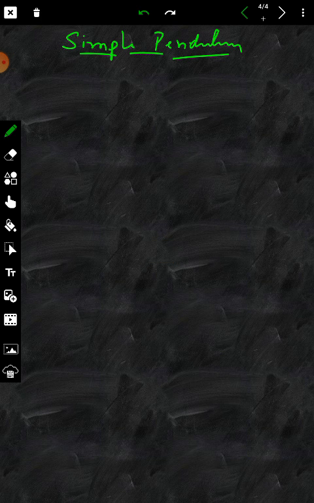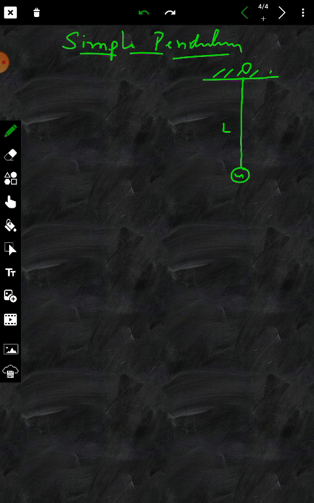A simple pendulum is a heavy mass suspended from a massless and inextensible string. Suppose that this is the rigid support, from point O we are suspending a sphere of mass m, called a bob. So this is the sphere of mass m suspended by this string of length L. This is called a simple pendulum.